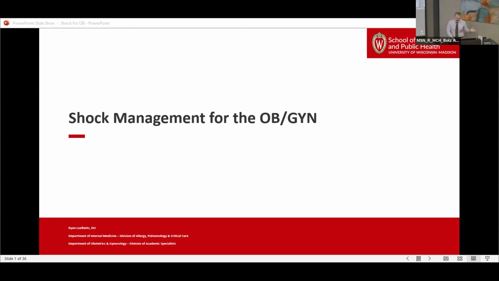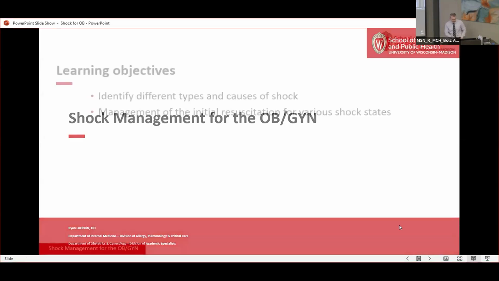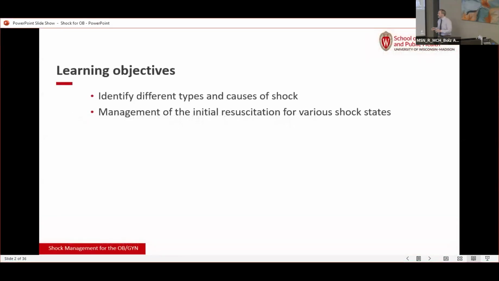Yeah, so the topic we're going to cover today is shock management for the OBGYN. I've got a couple of goals, if the keys want to work. There we go. We're going to identify different types of shock and the causes behind those shock states. Then we're going to talk a little bit about the management of the initial resuscitation.